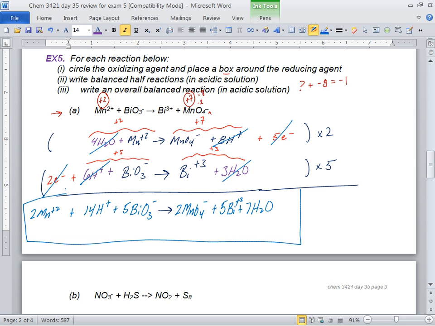Okay. Now, if it would have asked for E0 for the reaction, well, then you just have to look up, you need a table, you need an E0 for each of these. And then you'd have it. But it didn't ask for that.